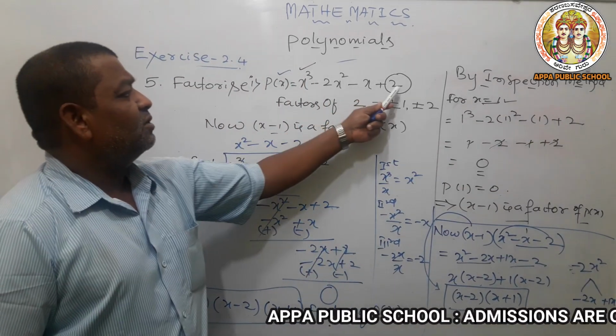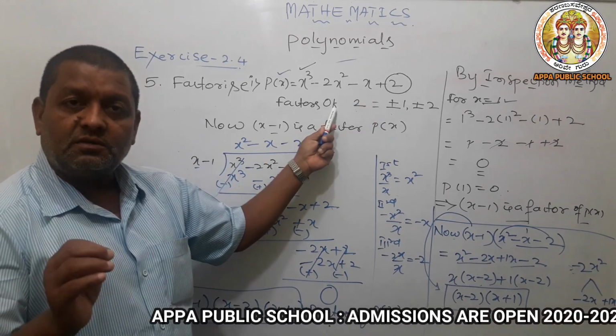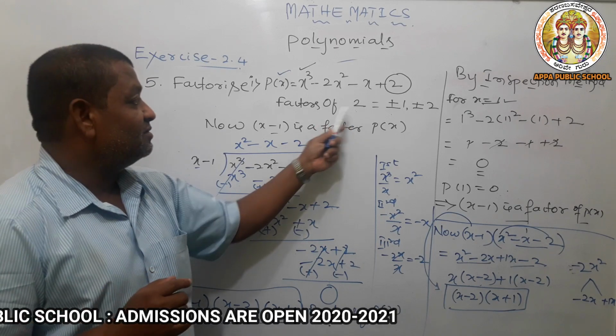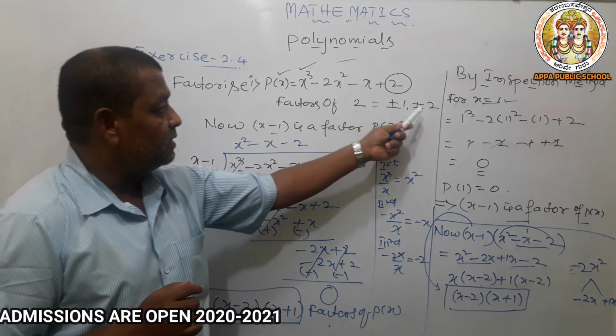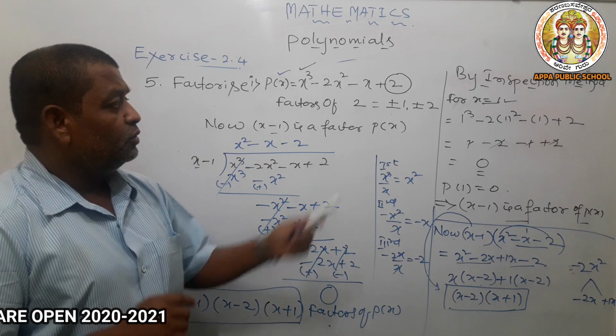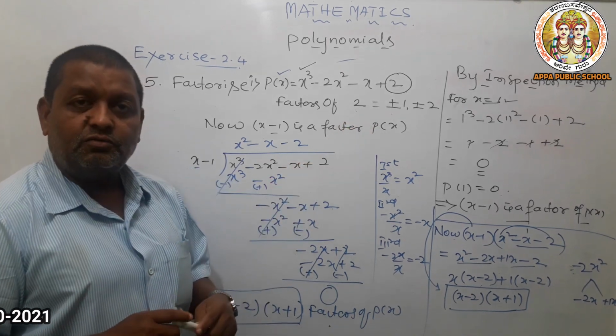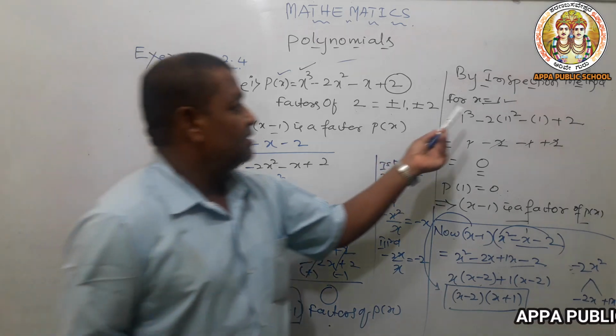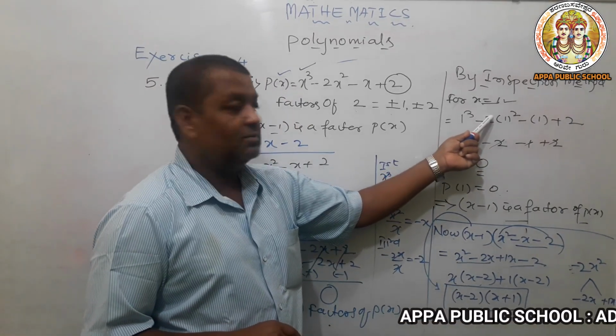Take the factors of the last term, 2. There is always a constant in the polynomial. You take that constant. Which are the factors of 2? Plus or minus 1, plus or minus 2. So you check whether plus 1 or minus 1 is a zero of the polynomial or not. Yes, here I did by inspection method.